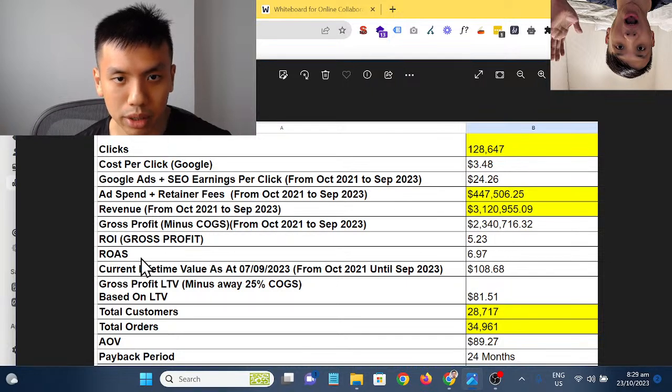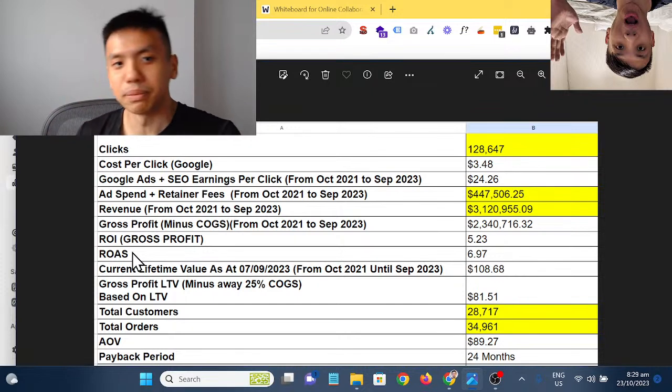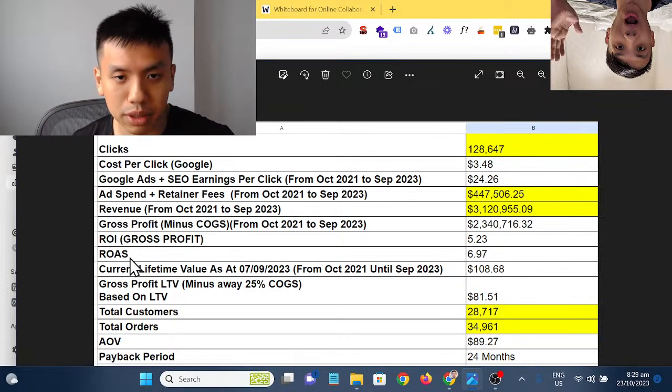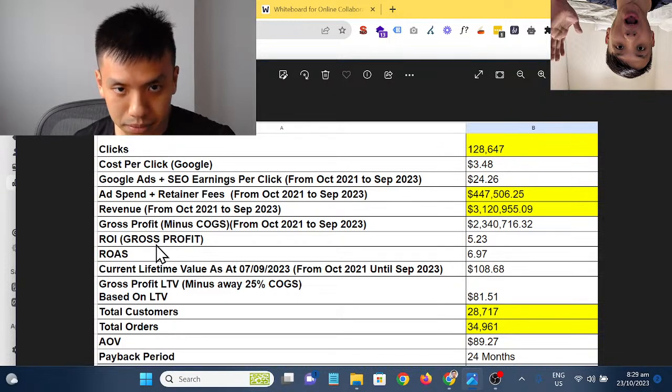So then we went ahead to measure two different things, which is what's the return on ad spend and also what's the return on investment. Just in case you don't know what's the difference, return on ad spend is basically your sales divided by your ad spend, and then your return on investment is your gross profit divided by your ad spend times 100%.